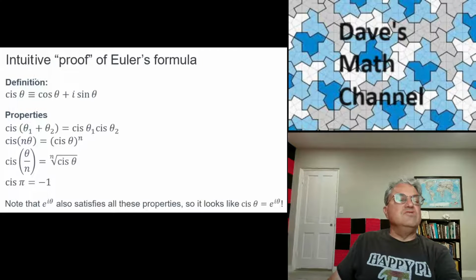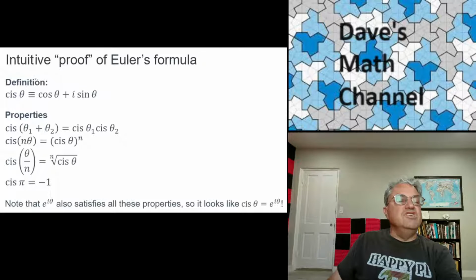But look at the last equation here. Cis of pi is -1. That means e to the k pi is -1. Well, if you plug in i for k, then this is true. What was I trying to say here? I'm getting a little confused now.